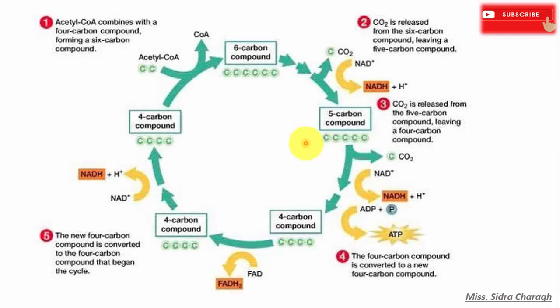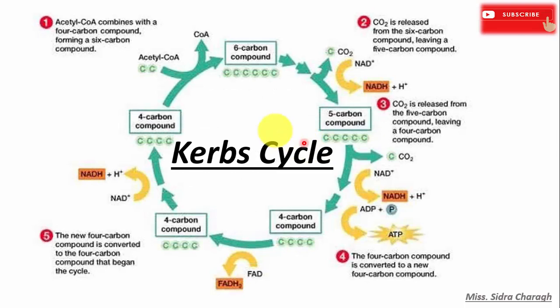So, reviewing the whole process, the Krebs cycle primarily transforms the acetyl-CoA group and water into carbon dioxide and energized forms of other reactants.